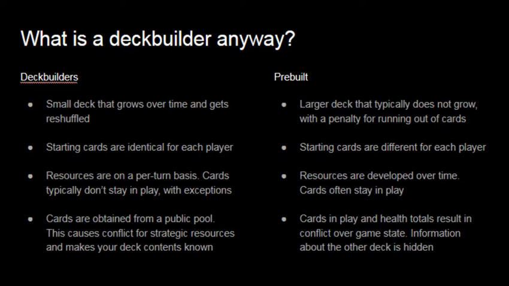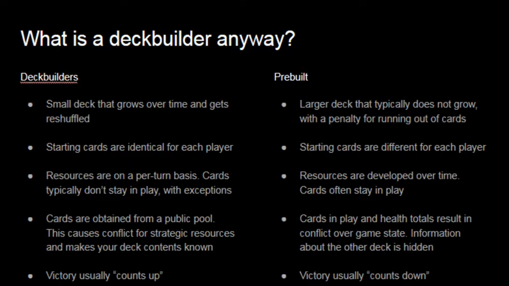Next, deck builders have cards that are obtained from a public pool. This causes conflict over strategic resources, because you could get a card that your opponent wanted, and it also makes your deck contents known to your opponent at all times, because they've seen what you've drafted. In pre-built decks, cards in play and health totals result in conflict over the game's state. So there's not necessarily a strategic resource that you're fighting over, but the strategic resources that you've deployed are where the conflict comes in. In addition, you don't know what the other deck might contain. You may have a good sense of it, especially if it's a popular deck in the metagame, but in general, you don't know what could be coming at you.